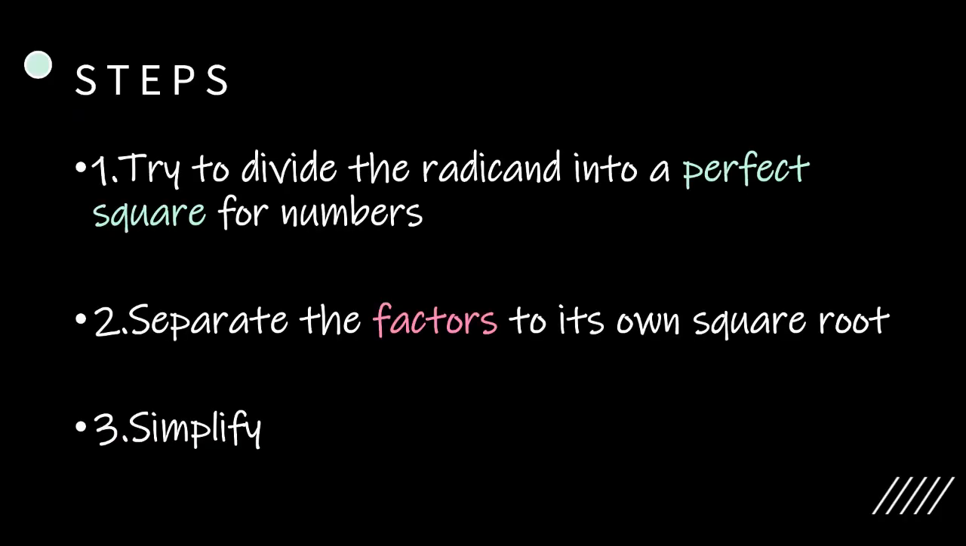So there's three steps. Step one is we're going to try to divide the radicand, which is that number underneath the square root, into a perfect square for numbers. We'll talk about on the next slide what a perfect square is. And then we're going to separate that into two factors of its own square root, and we'll talk about what factors are in a couple of slides, and then we're going to simplify.